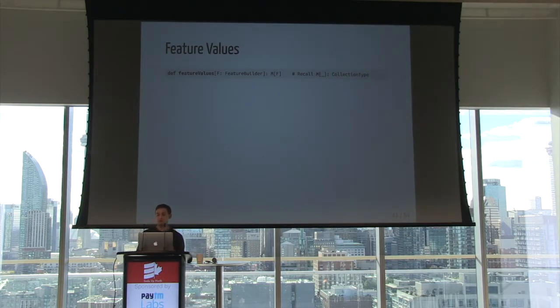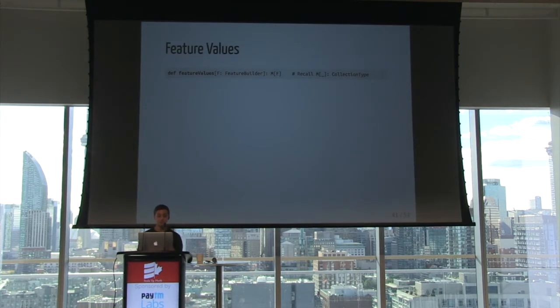So here's the definition, and you can see it takes some type parameter f, again with another context bound called FeatureBuilder. So there's some more implicit magic at play here. And then we get back an M of F, and you can remember that M is the collection type trait we already looked at. So let's go ahead and dig into this FeatureBuilder thing.